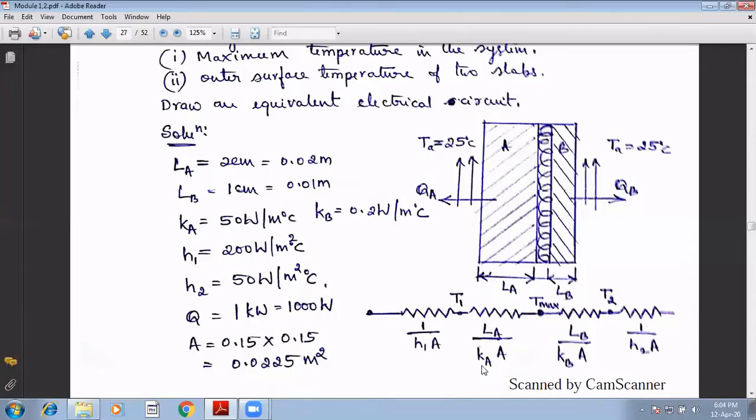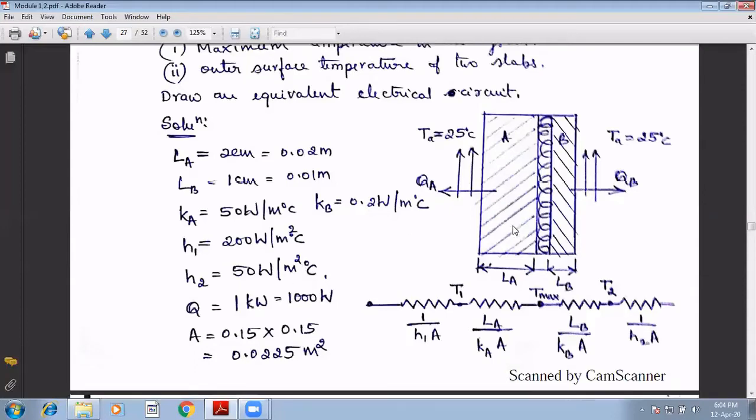The resistance offered by the material is L over KA, where L is the thickness, K is the thermal conductivity, and area is 15 by 15. And 1 over hA, where h is the convective heat transfer coefficient corresponding to this region, which is given as 200. At this point, it is given as 50. Calculate the resistances.